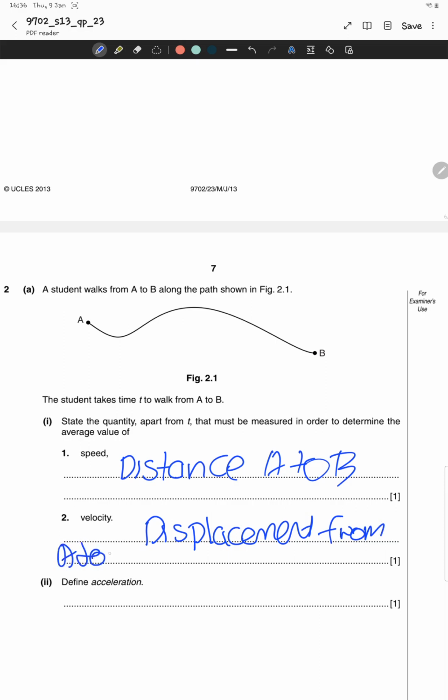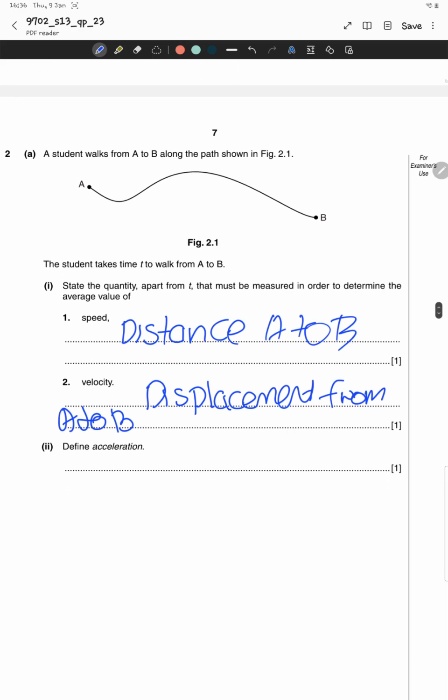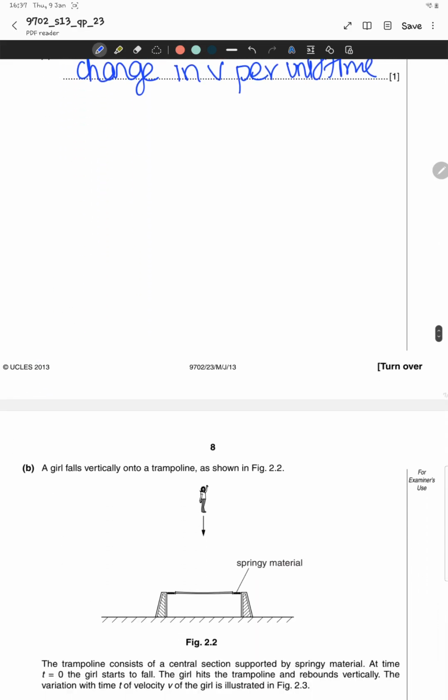Okay, so define acceleration. Acceleration is just change in velocity per unit time, or rate of change in velocity. It's just the same thing.